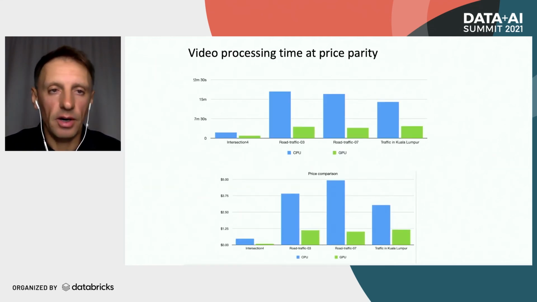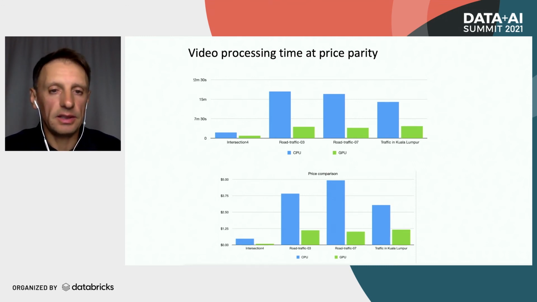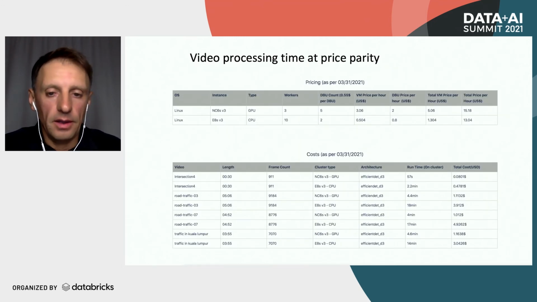This is the graph for GPU versus CPU for a few videos that we ran. You see it's just that much faster on GPUs, and if you do a price comparison, it's just cheaper to run on GPUs. And this is the data behind those graphs.